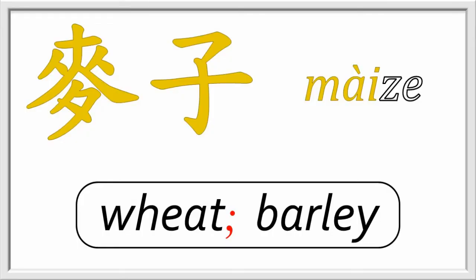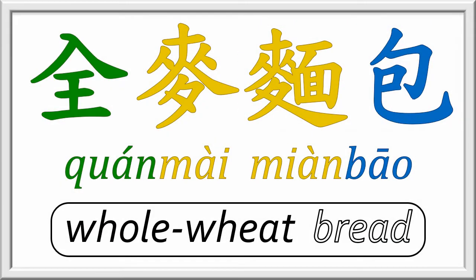The general term for either wheat or barley is 麦子, 小麦, referring specifically to wheat, and 大麦, to barley, which is a larger grain. 全麦面包 is the way to say whole wheat bread in Mandarin.